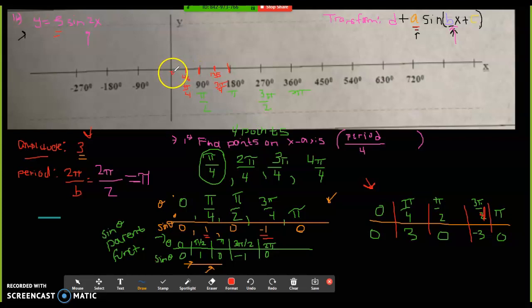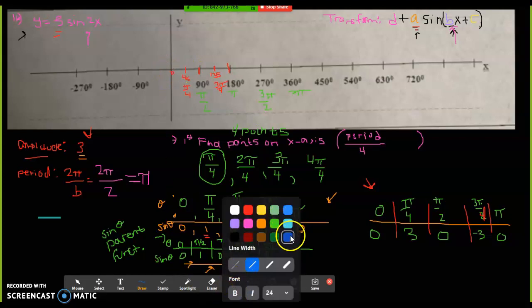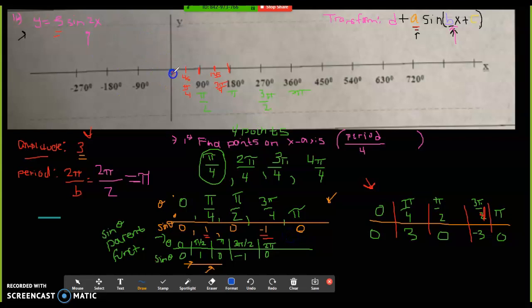And then I'm going to just plot my values. So I would be at 0, 0. And then I'm going to be at pi over 4, 3. So let's say 3 is up here and -3 is down here. So I would be at pi over 4, 3. And then at pi over 2, 0. At 3 pi over 4, I'd be at -3. And at pi, I would be at 0. So the graph is going to look like so.